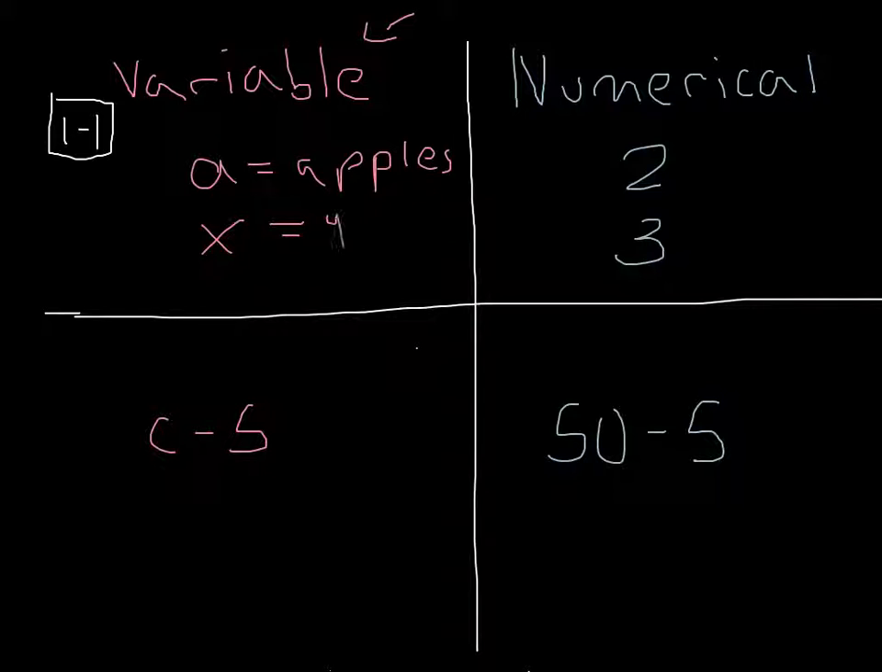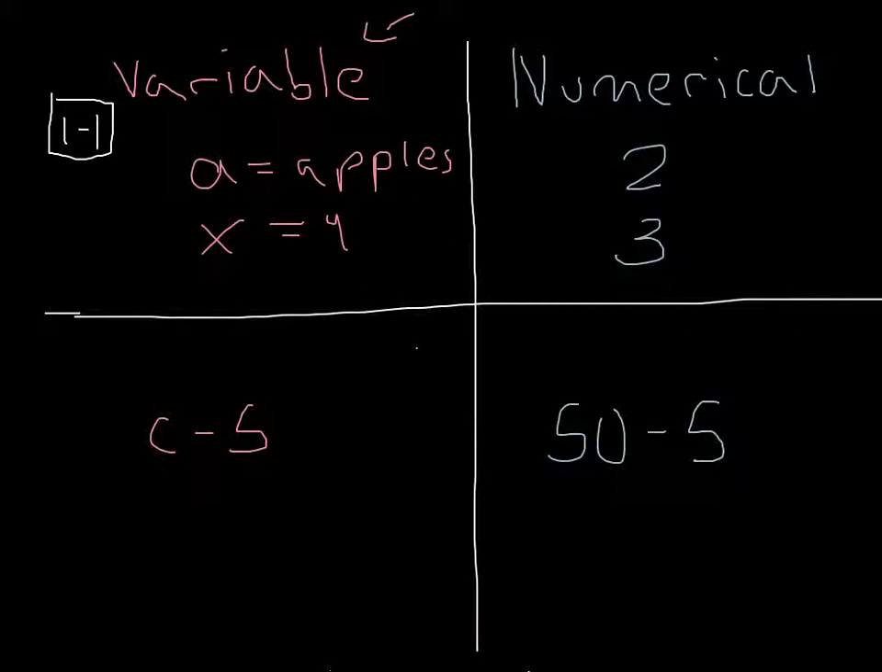Yeah, x can be equal to 4. And then numerical, obviously, it's just going to be like 2 or 3. Those are numbers, so numerical expressions are just going to have numbers. So, we're looking down, and we look at c minus 5. C is a variable, because it's not a number. So a variable can be anything. So c minus 5, obviously it's a variable expression.